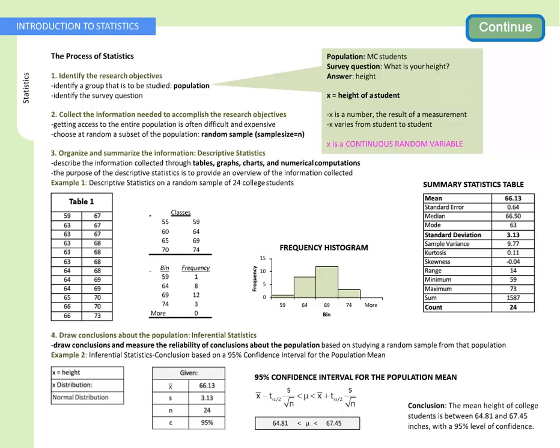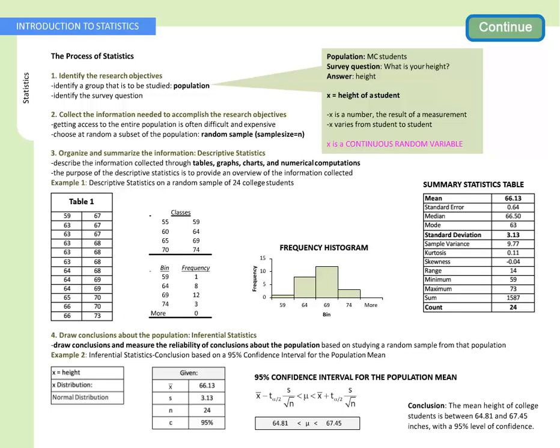Before anything else, you need to know the population to be studied. It is composed of all Mission College students. The goal is to estimate the mean height of Mission College students. Firstly, a random sample of 24 Mission College students was selected. The researcher used the survey question, "What is your height?" The answer to the survey question is a number, the result of a measurement. You can conclude that the data is numerical and continuous. Table 1 displays the raw data, collected from the sample.